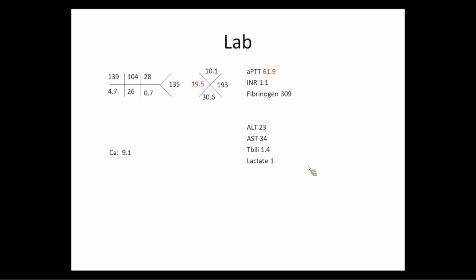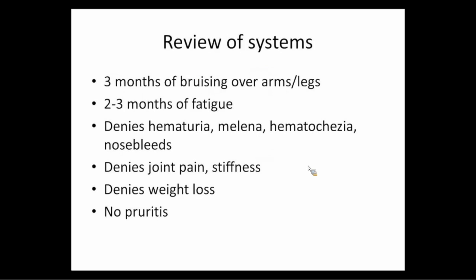So you do some basic labs, and you note that he's got a white count. His renal function and electrolytes look pretty normal. His LFTs are essentially normal. His lactate's okay. He's a little bit anemic, but that's not too dissimilar from his baseline from about a year ago. And his aPTT is 61.9. So you're a little bit curious about the blood and the Foley and the bruising, which has been going on for 3 months. His PTT is a little bit high.